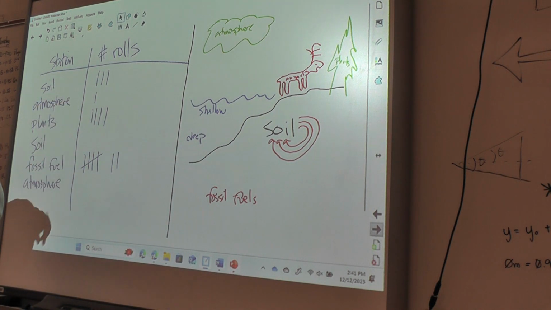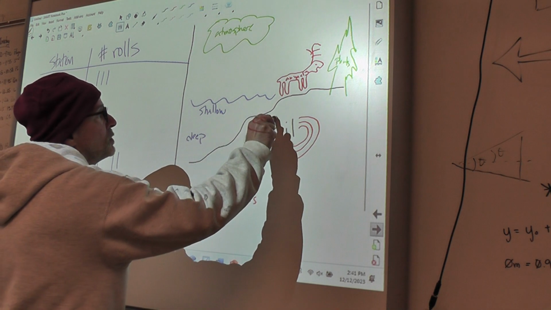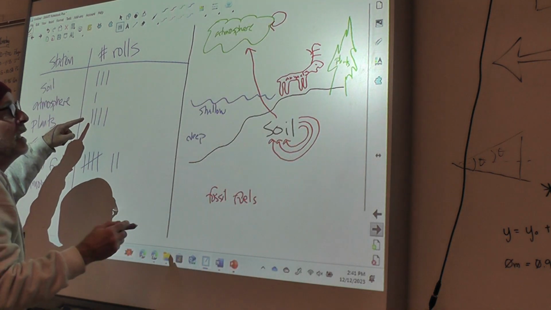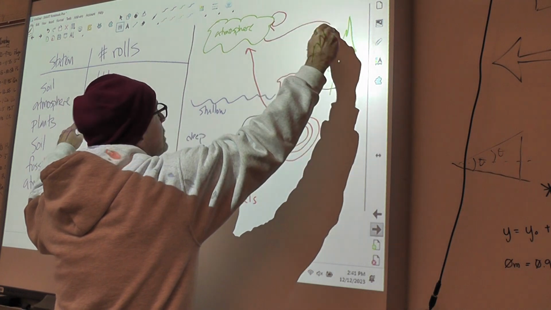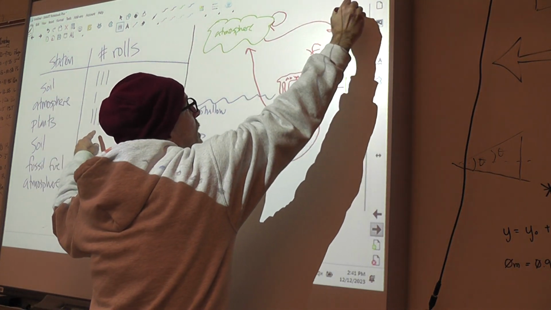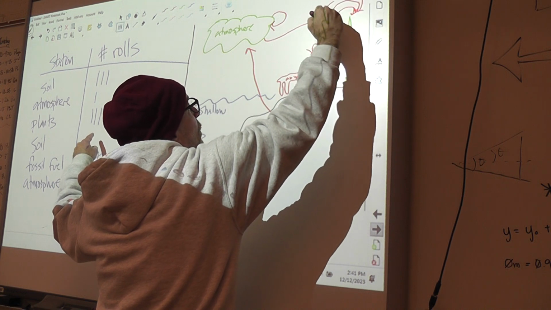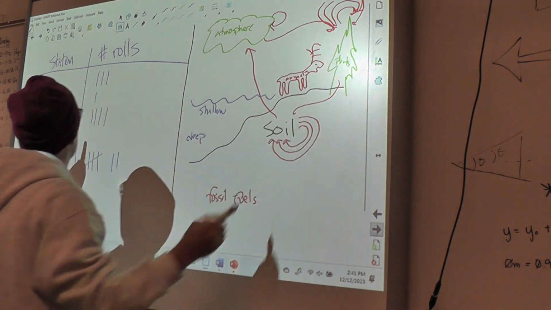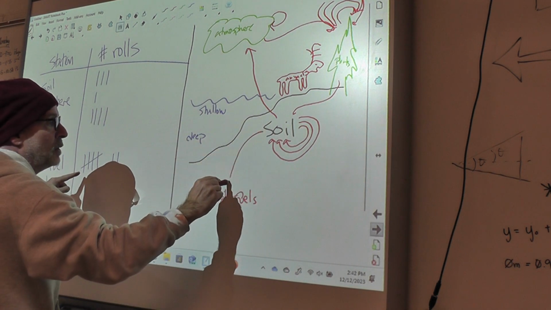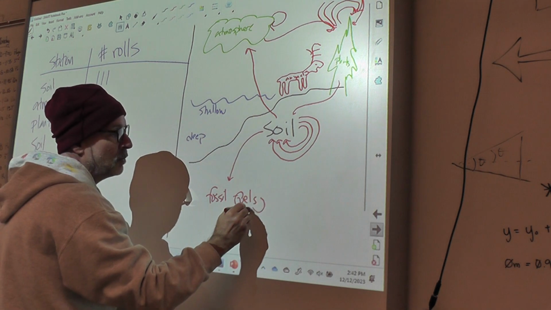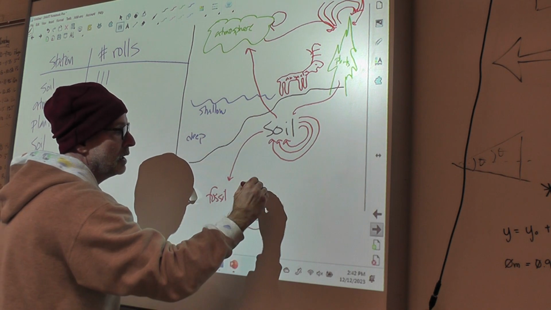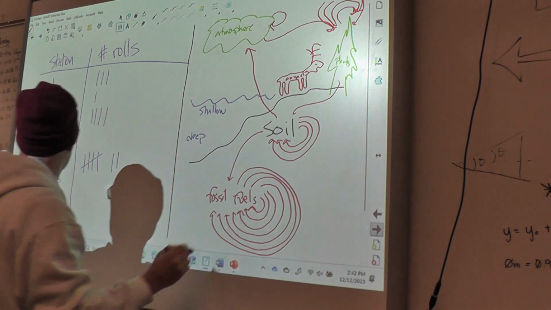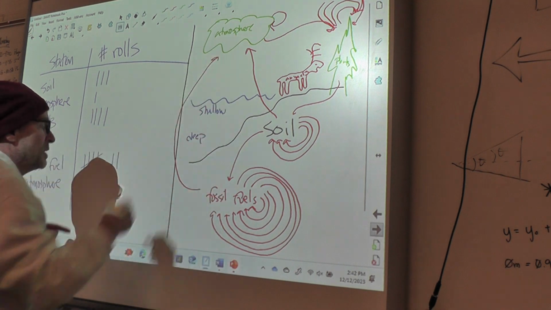So my next roll went to atmosphere. So it went from soil up to atmosphere. And then there was one roll where it stayed in atmosphere. And then my next roll, it went to plants. And it stayed in plants for 1, 2, 3, 4 rolls. And then it went from plants back down to soil. And then it went from soil straight to fossil fuel. And then it was in fossil fuel 7 times. So 1, 2, 3, 4, 5, 6, 7. And then it went from fossil fuel to atmosphere. And that's where I quit.